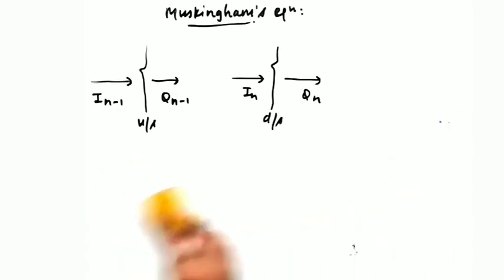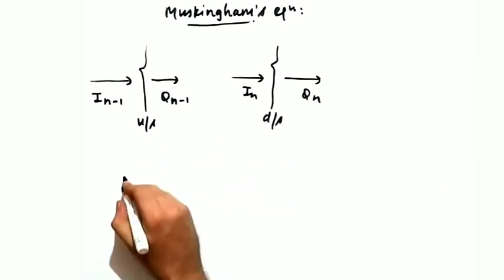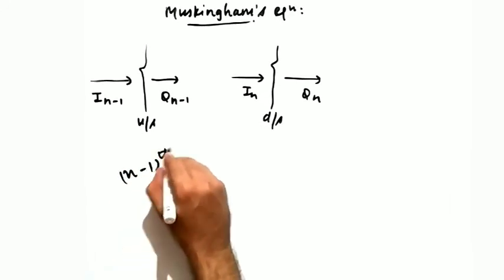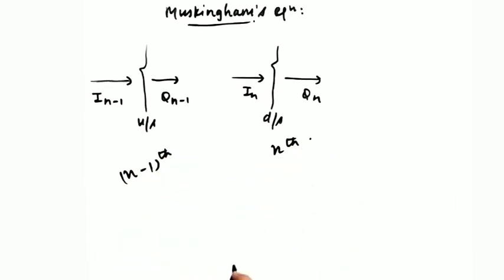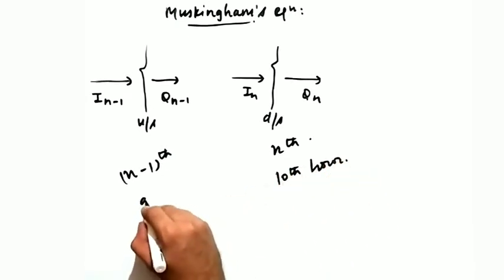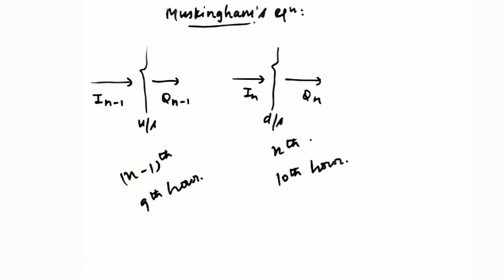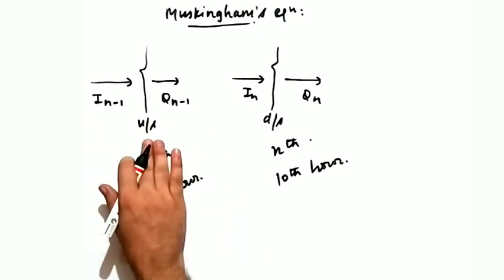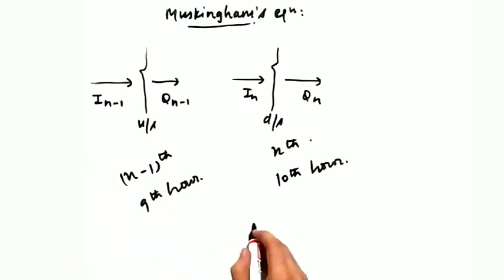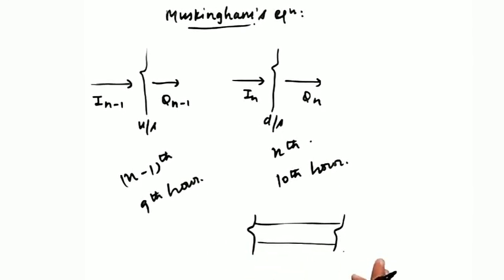Now what is this equation? Let us study that. Suppose this is the upstream face and this is the downstream face at the n minus 1th time, and this is for the nth time. Suppose this is for the 10th hour, so this will be for the 9th hour. This is the upstream face of a channel. Suppose there is a river or a particular channel, then this is the upstream side and this is the downstream stretch of the river.